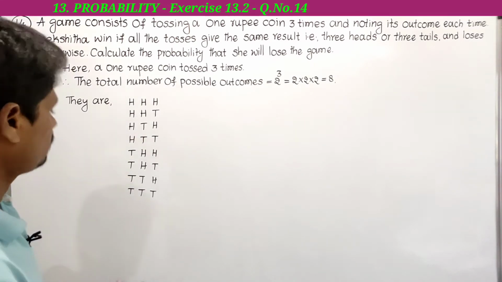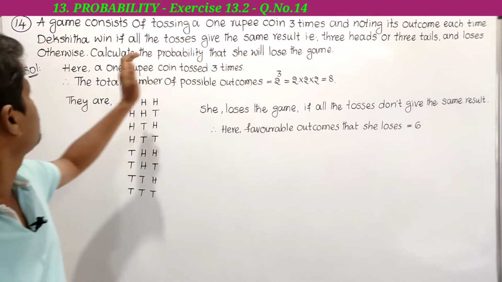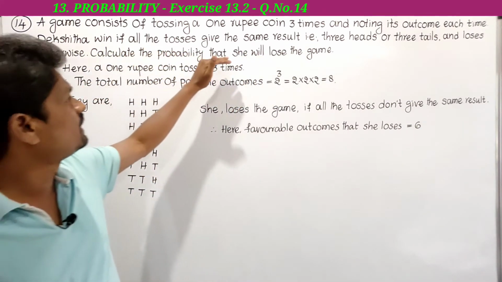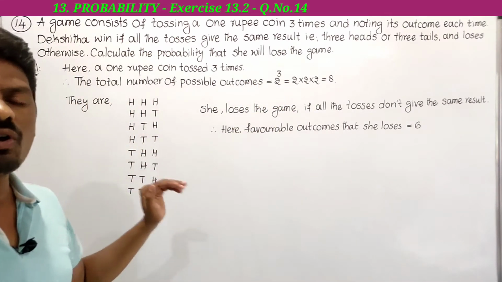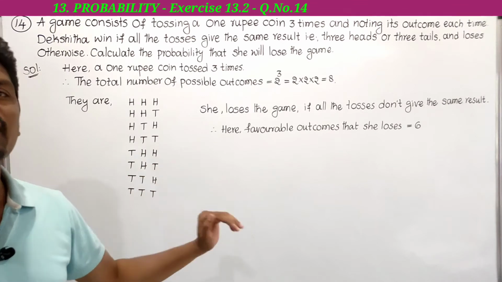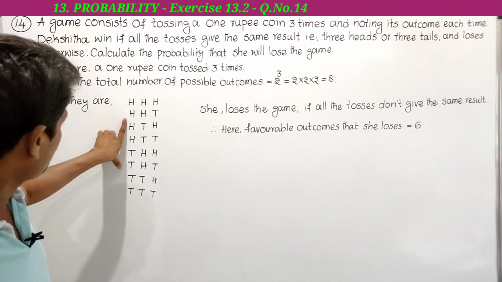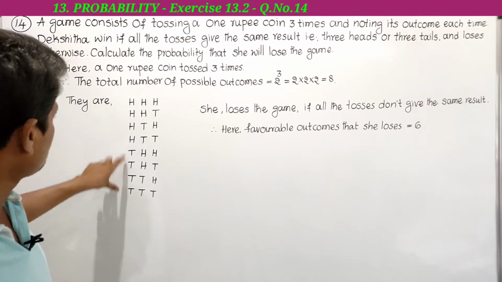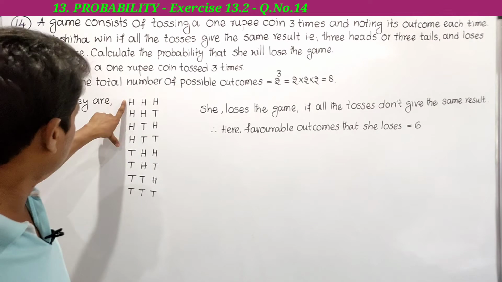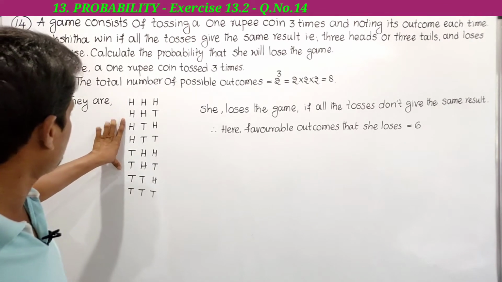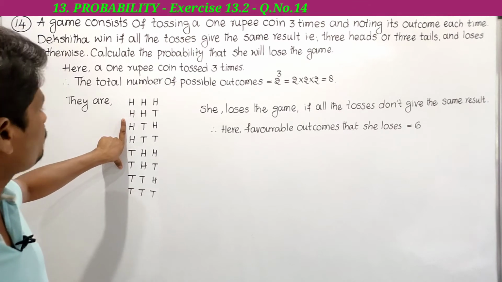So see here. He is asking to calculate the probability that she will lose the game. She will lose the game if all the tosses don't get the same result. So the favorable outcomes are those where the tosses don't get the same result. In these 2 cases they get the same result. In the remaining 6 cases they don't get the same result.